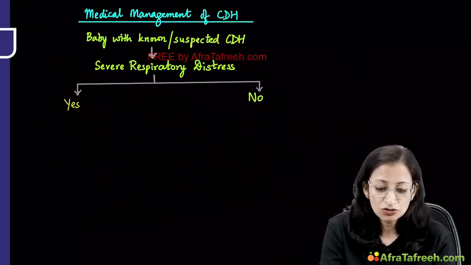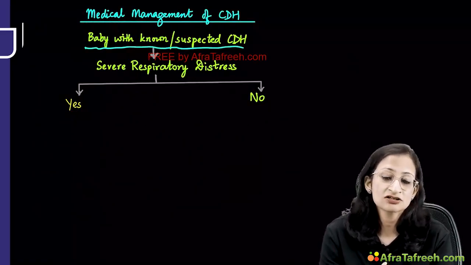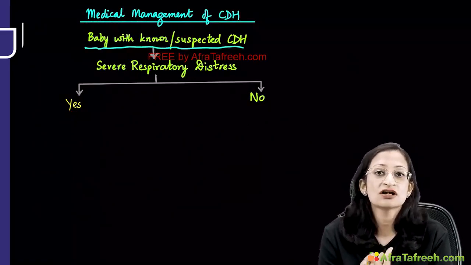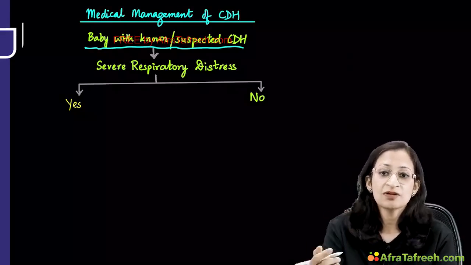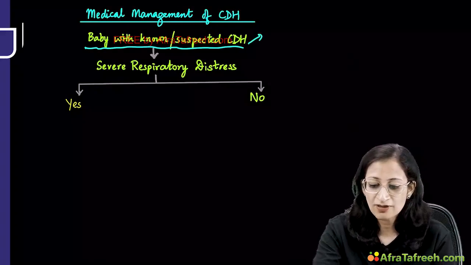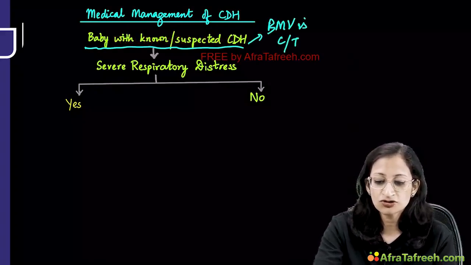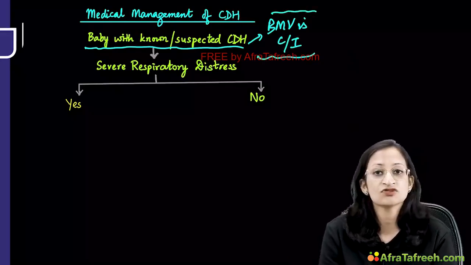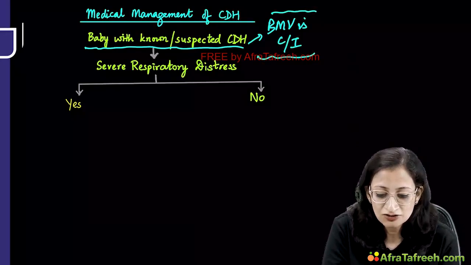Now, medical management of CDH. A baby with known or suspected CDH. Known means on antenatal ultrasound you already have the diagnosis. Suspected means the baby is born and you have the triad of respiratory distress, scaphoid abdomen and mediastinal shift. Then remember, the first thing to remember, we all know that bag and mask ventilation is contraindicated. So you are not going to do bag and mask ventilation for the resuscitation of these babies, right? So what will you do if the baby is having severe respiratory distress?